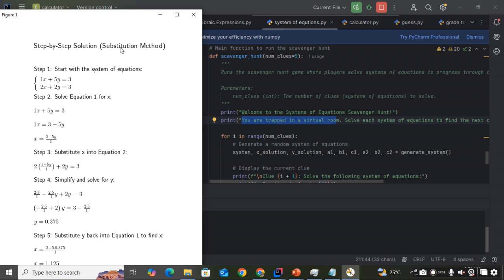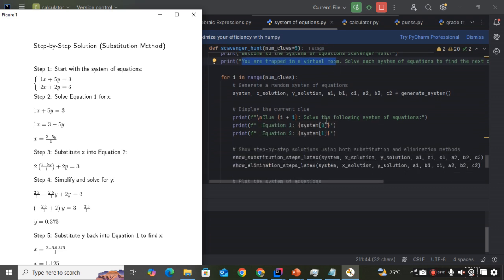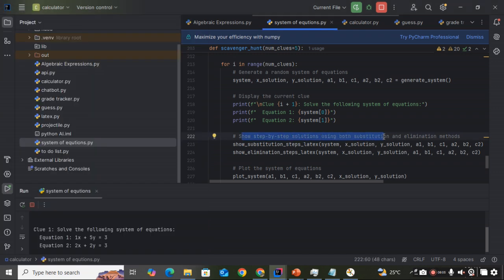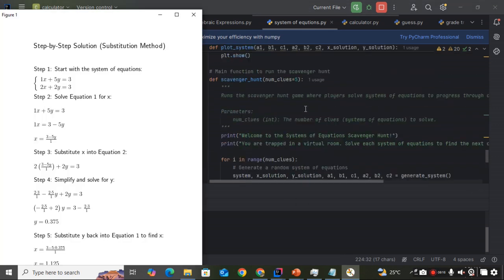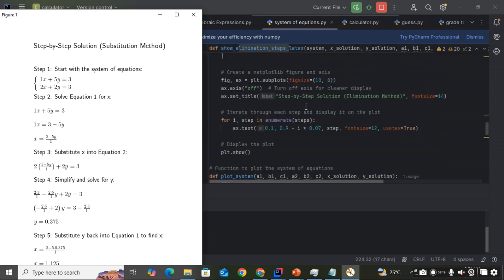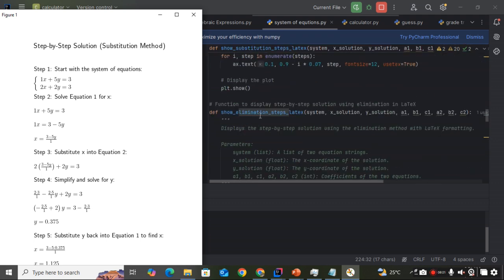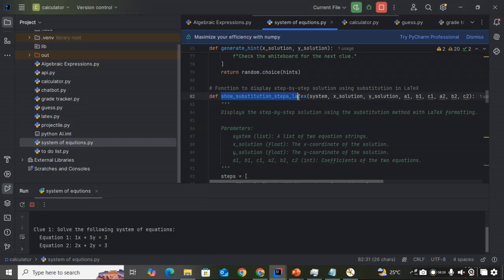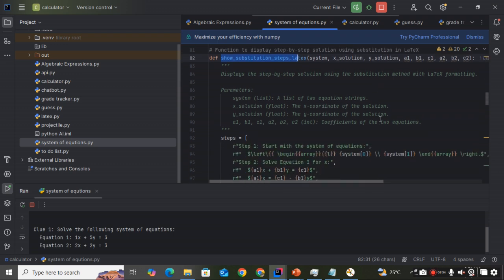Now here, this is a substitution method. He is calling the step-by-step solution using substitution and elimination. The first one is substitution steps using LaTeX, and the other is elimination steps. So the first one that we see is substitution, and we try to go there, the substitution method. Let's try to explore that. We have the substitution. Show the substitution steps in LaTeX. So it has these parameters.